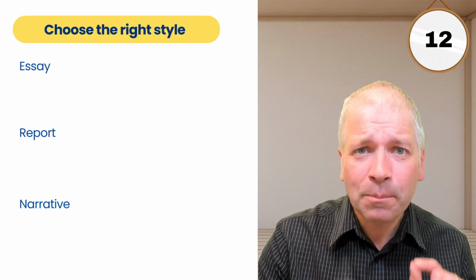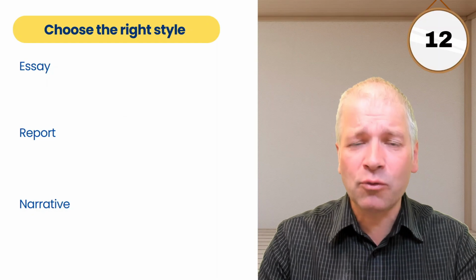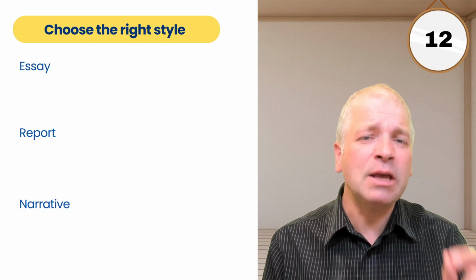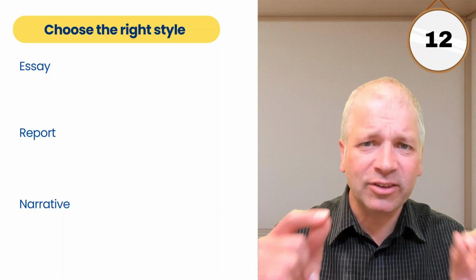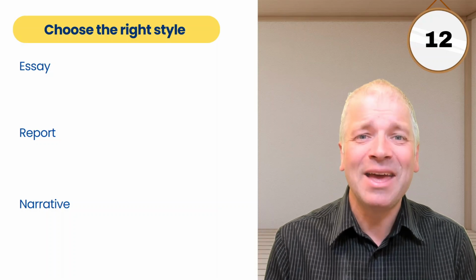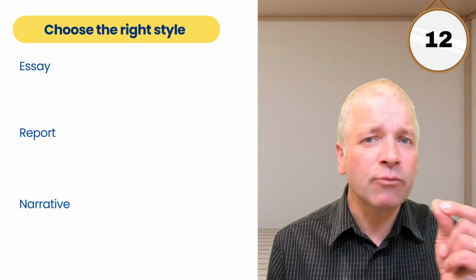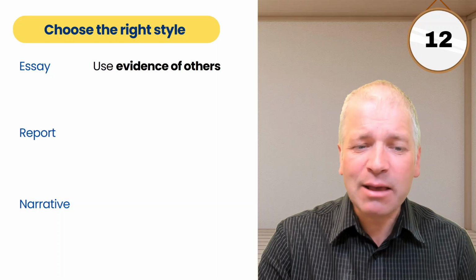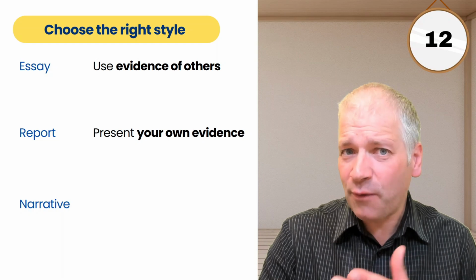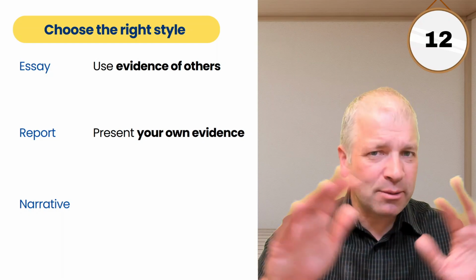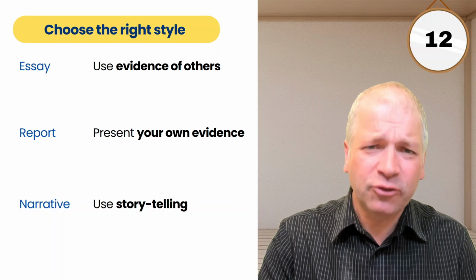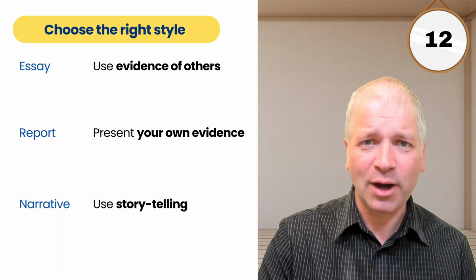Your style of writing depends upon the type of text you're writing. Here are 3 examples. There are more than this, but these are 3 very common writing types. And you need to know how to structure them and organize them in English. Essays, reports, and narratives. Essays involve using the evidence of others. Reports involve presenting your own evidence amongst other things that you'll do, which I'll explain later. And narratives predominantly are storytelling devices.